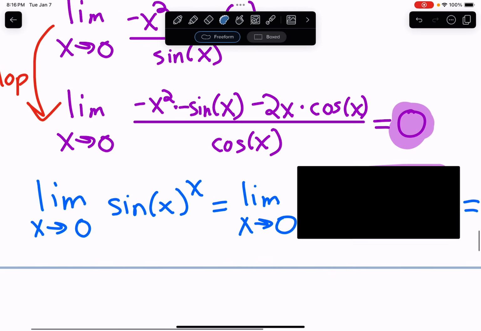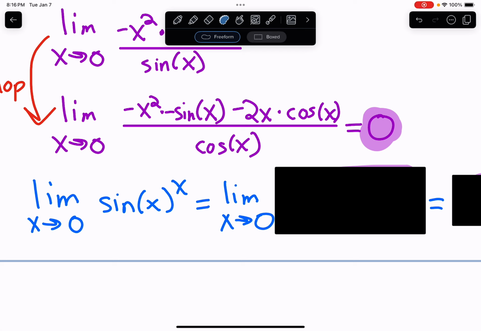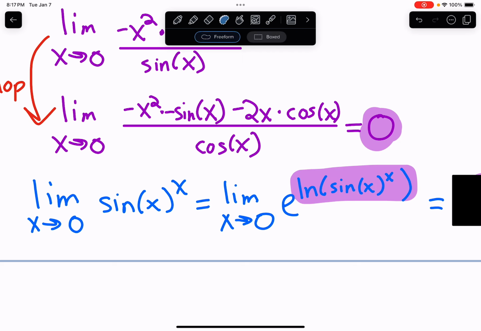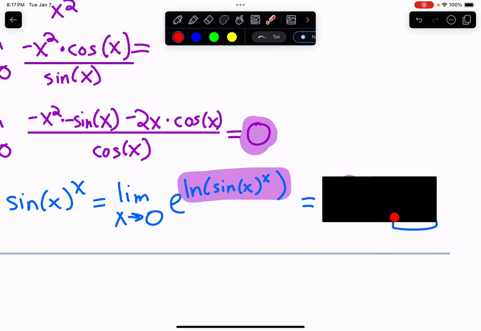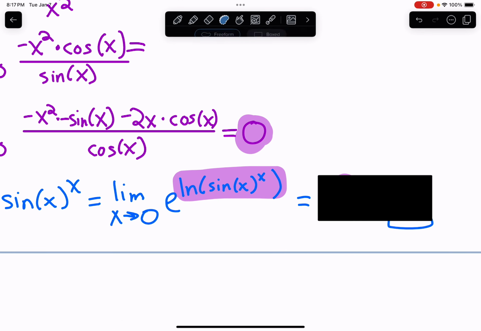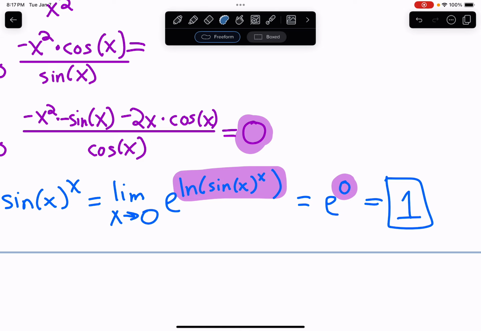And so remember, this was not even the limit we were asked to find. I was asked to find the limit of (sine of x) to the x, which I'm going to rewrite as the limit as x approaches 0 of e to the natural log of (sine of x) to the x. But I already know that this whole exponent is going to 0. And so I get e to the 0, which is 1.